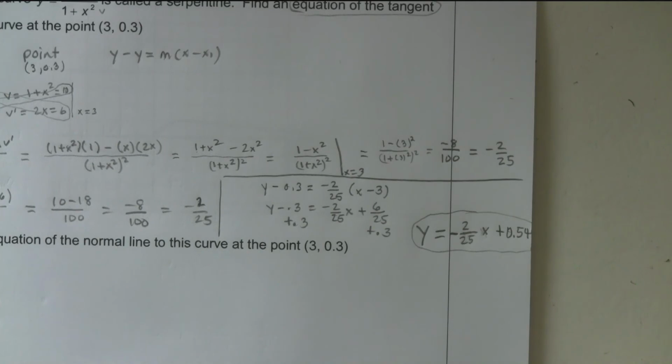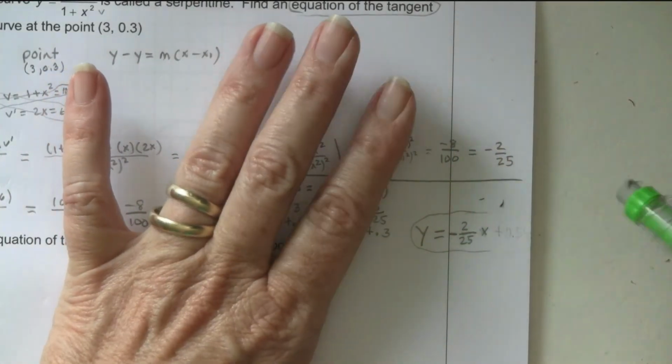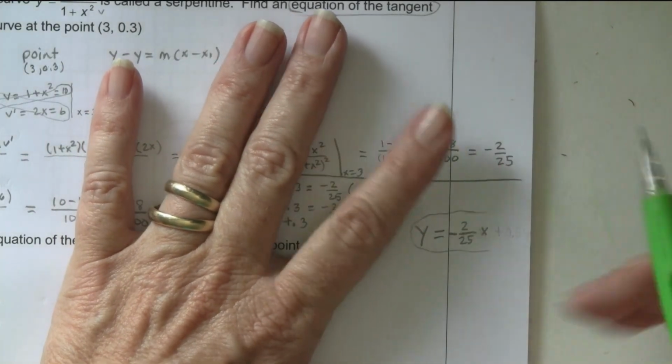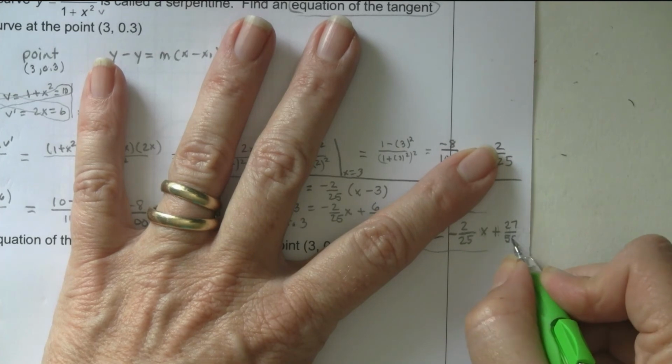I got decimals and fraction in the same equation, so I'm going to write this as a fraction so that I don't feel silly. So it's 27 over 50. I feel happier now.